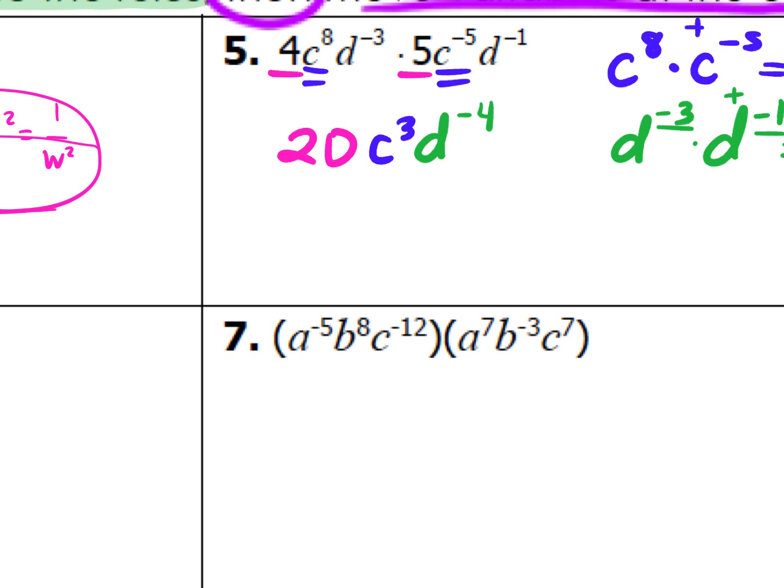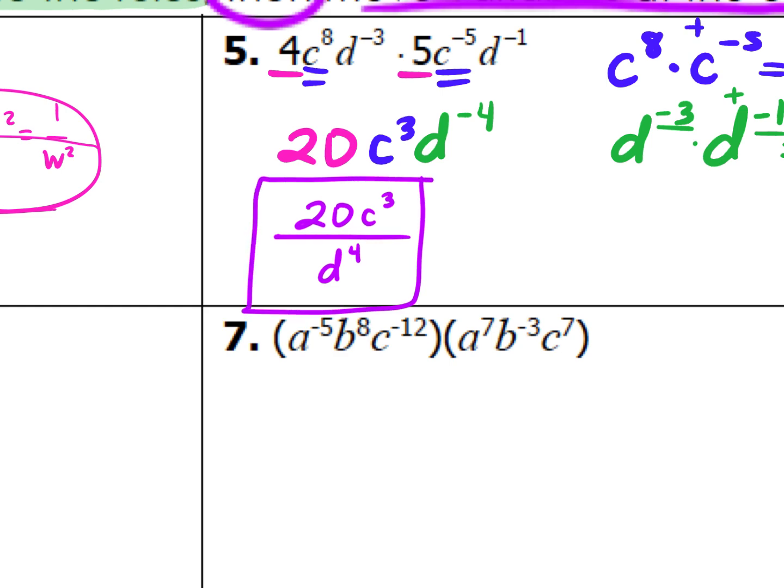What changes? Yeah, we're going to put it over D to the positive 4th power. So that negative has to move down and become positive. Okay, and that is your best answer. There's nothing else you can simplify about that, so you just leave it there. Does that make sense? Okay.